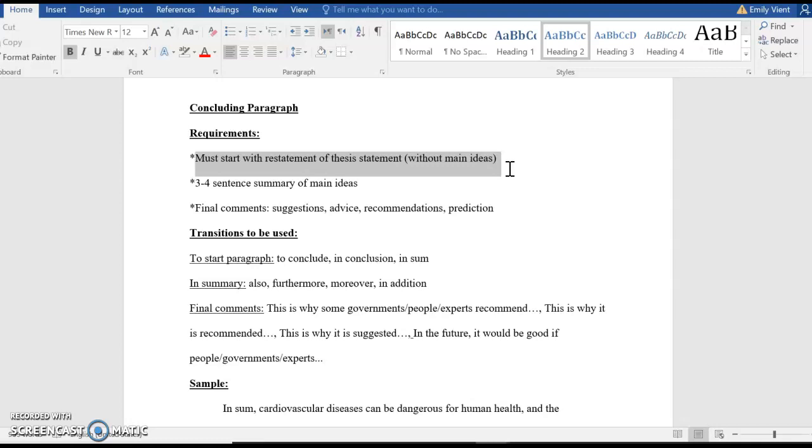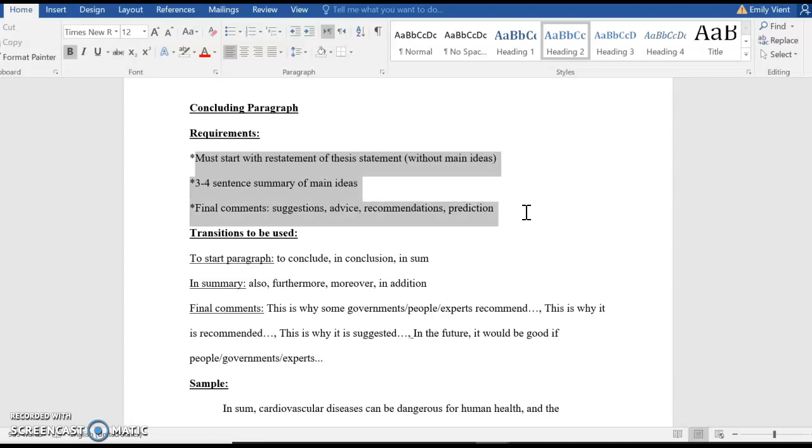That's because the next part of your concluding paragraph is a short summary of your main ideas. It would be repetitive or redundant if you have your main ideas in the first sentence of your conclusion, and then the summary is also summarizing the main ideas. So the first sentence is your thesis statement without the main ideas, and then you are required to write a short summary of the main ideas of your paper.